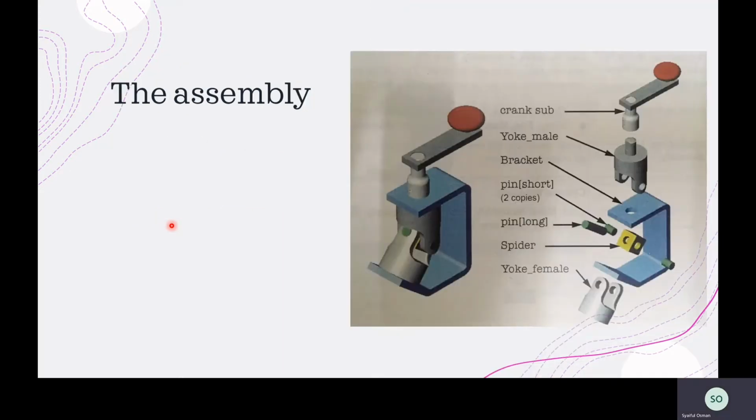So in this lesson, we will make an assembly using already existing components. The assembly is a universal joint and is made up of a number of individual parts and one sub-assembly, as shown here. So we have a crank sub, we have a yoke male, we have a bracket, and we have two copies of a short pin and one long pin. Then we have a spider and we have a yoke female.